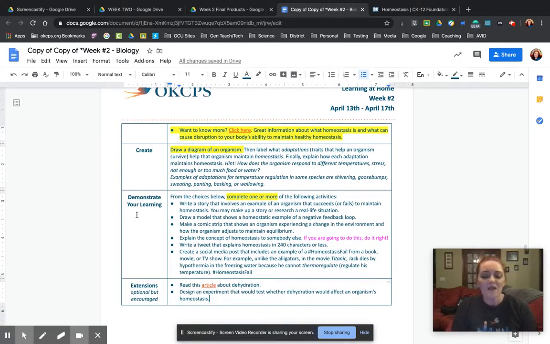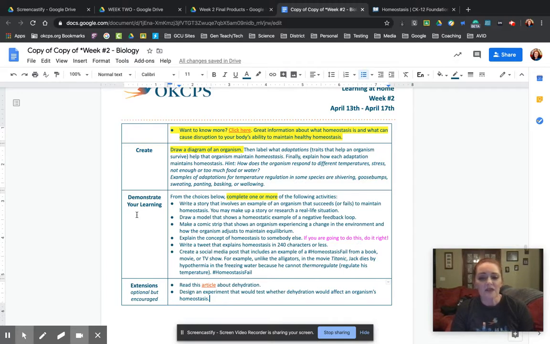Our next step is Create. We'd like you to draw a diagram of an organism. Pick one, it doesn't matter. We want you to label in your model what adaptations that organism has that help it maintain homeostasis. It can be about anything that it uses to help maintain homeostasis.